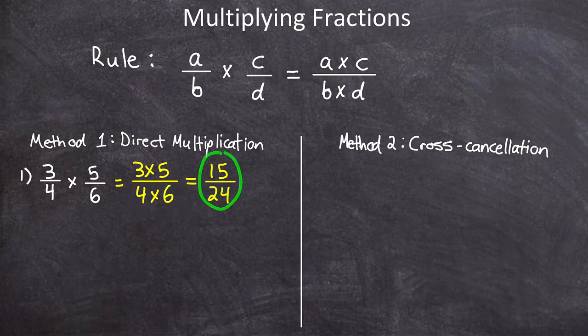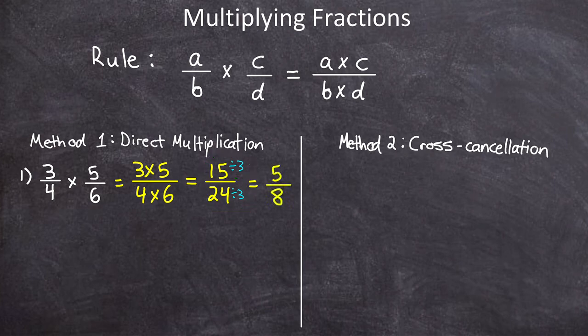But then this fraction, I have to check if it reduces. I'll check for the biggest number that divides evenly into both 15 and 24, and that number would be 3. So I could divide both the numerator and denominator by 3. And when doing that, I get my final reduced fraction. 15 divided by 3 is 5, and 24 divided by 3 is 8.